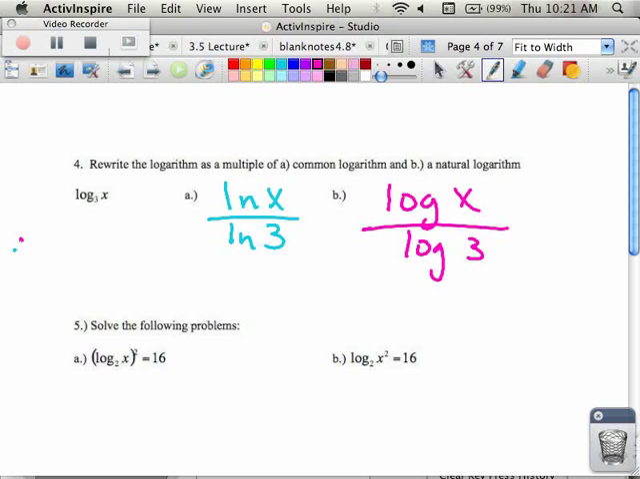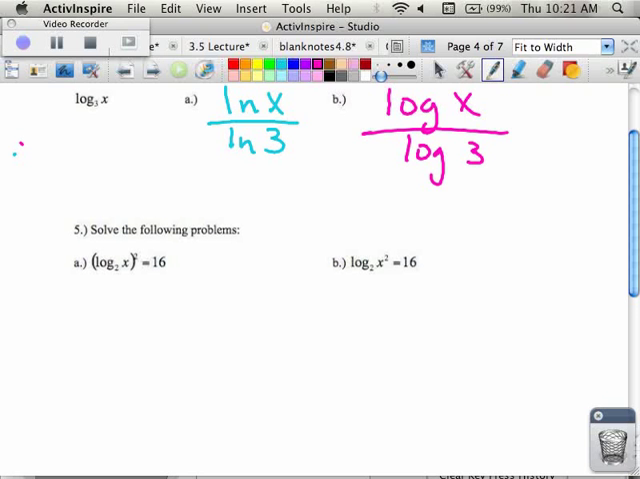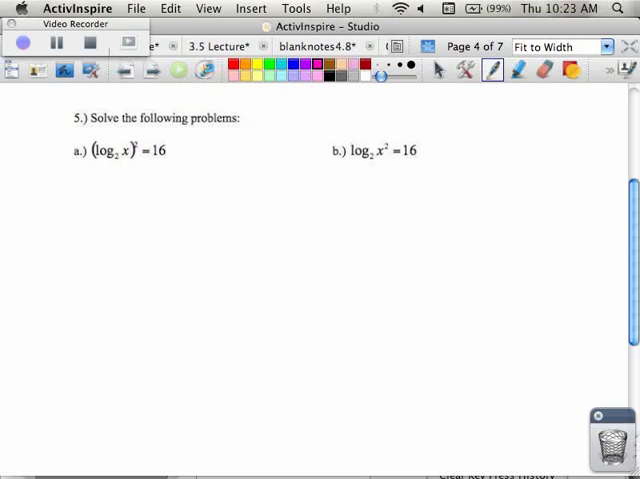I usually use ln. I don't know why. Maybe because of the French name. Log natural. Wait, ln's the natural. Okay. Oh man, this is confusing. There are logs in these problems. Oh no.